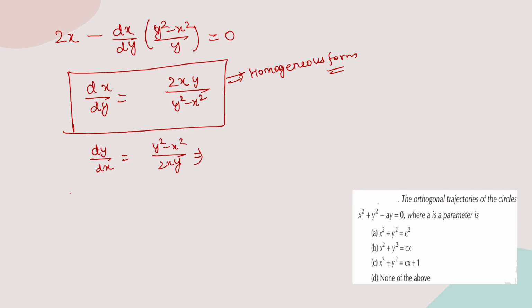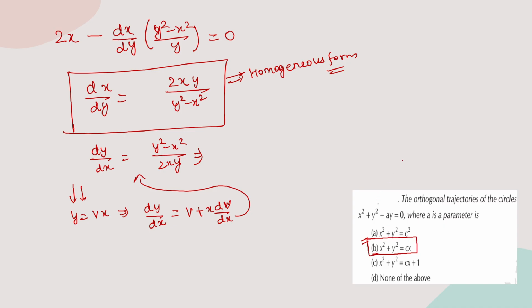Okay, so now just the method you already know. We will put y is equal to vx and then differentiate both sides with respect to x. So dy by dx will become v plus x dv by dx, and then replace this value and solve. I think you can do after this. And when you solve this further, finally integrate that, you will be getting the equation of the circle again, which is nothing but the b option.